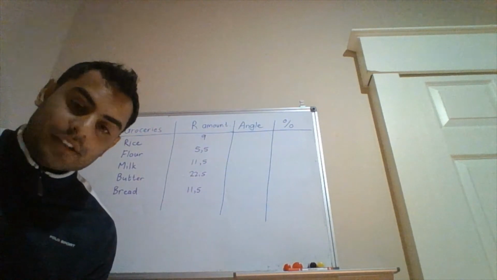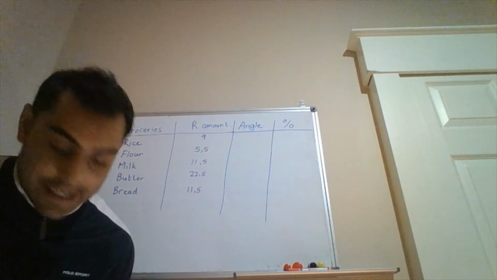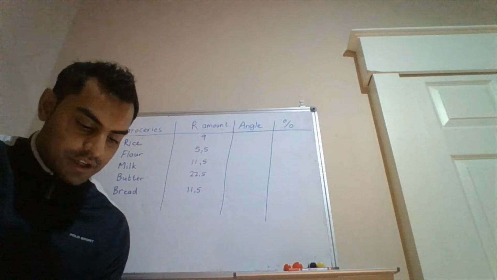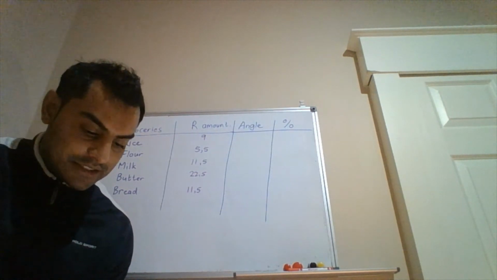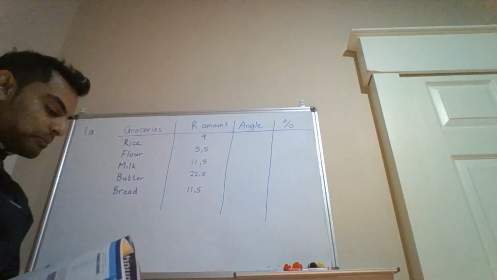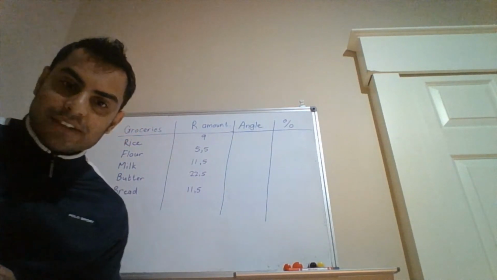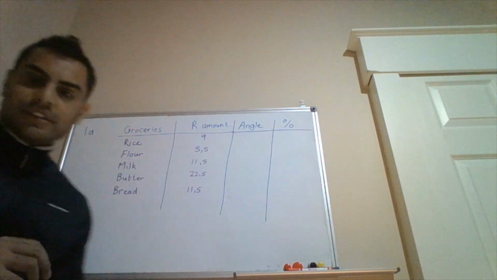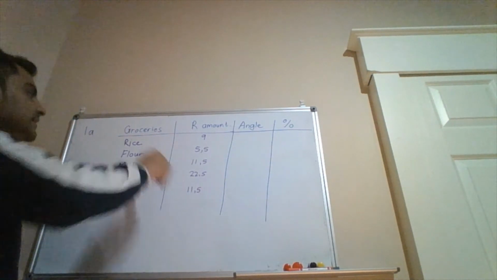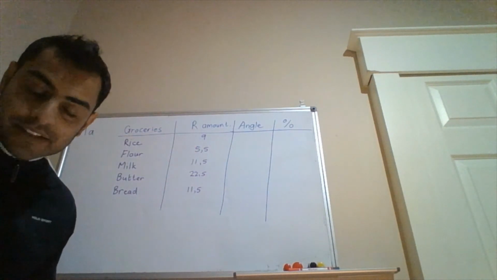And the first thing to do when drawing a pie chart is to get all the information laid out. So we have this grocery store, and this customer, Simpiwe, is buying a bunch of basic goods: rice, flour, milk, butter, and bread. And they want to visually represent all of his purchases as a pie chart. So these are his groceries. This is the amount that he spends.